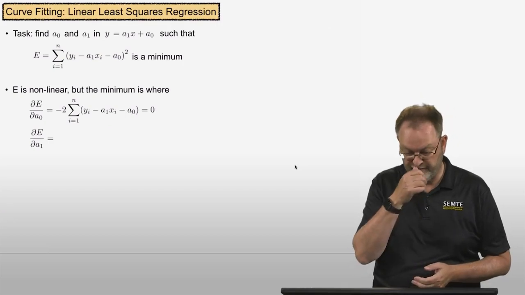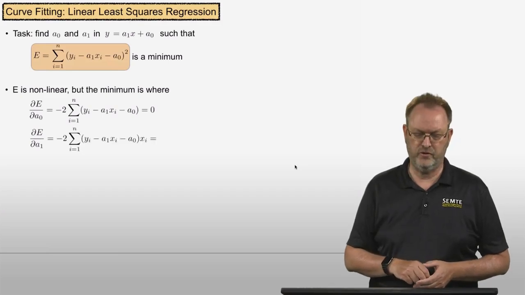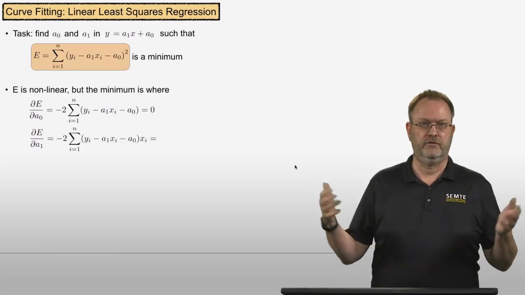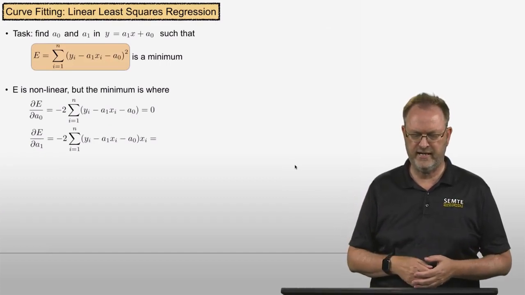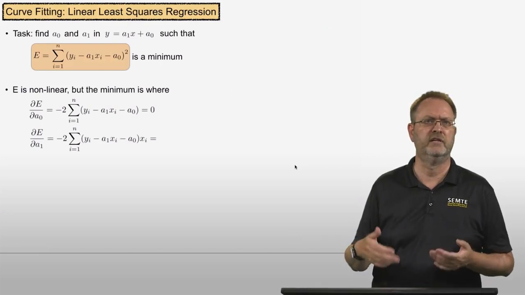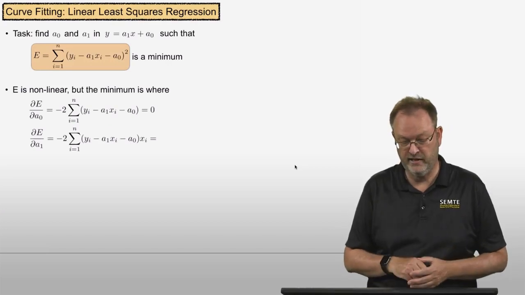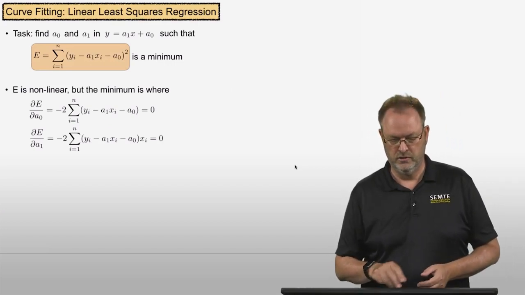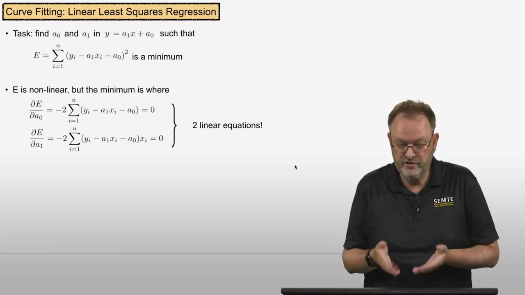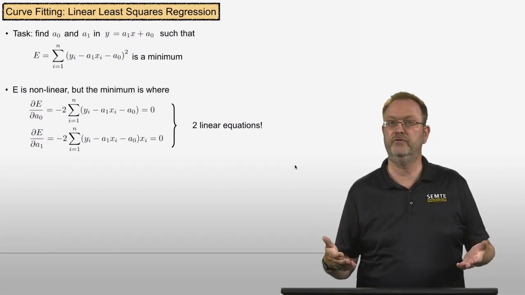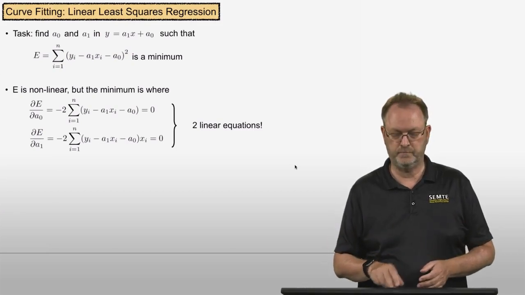So let's take the partial derivative with respect to a1 of this definition up here. So that would be equal to outer derivative 2 times the sum of yi minus a1 xi minus a0, and then the inner derivative is minus xi. Okay, so that has to be equal to 0. Now these are two equations that we have to solve, and fortunately these two equations are linear with respect to the unknowns that I'm trying to solve for, a0 and a1.